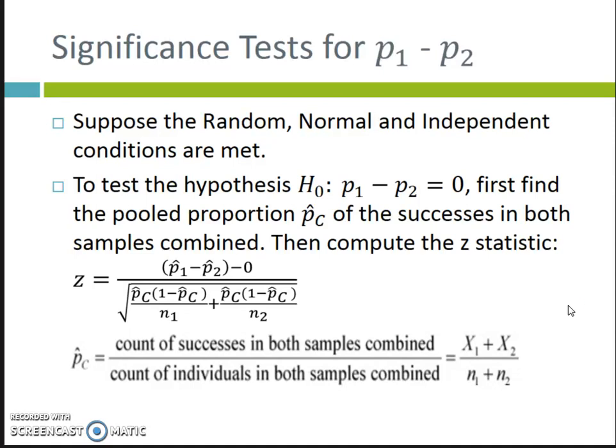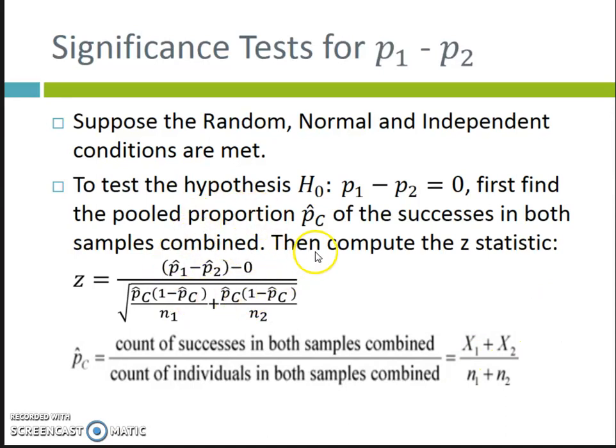To test the hypothesis of H sub 0 is that the difference is equal to 0, you have to find, now this is new, what's called the pooled proportion, p-hat sub C. Okay, C stands for combined here. It's the successes in both samples combined. Then you're going to use that in your denominator. So this is different. Now, how do you get the combined proportion? Well, you just combine them, right? Add your 2 x values, add your 2 sample sizes, and that will be your proportion used down here.